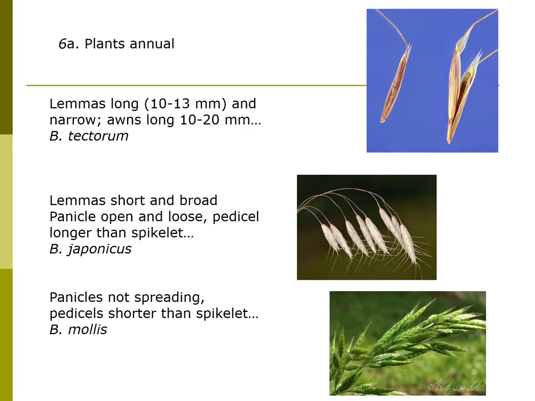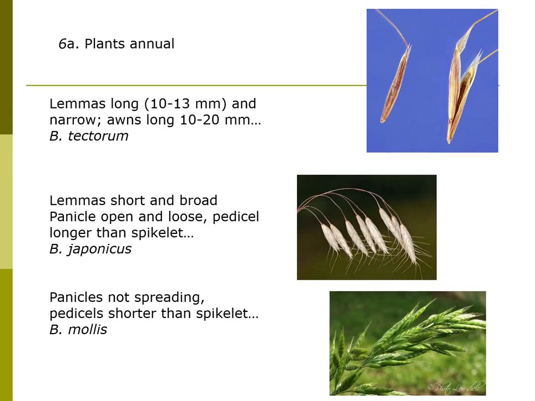So if the lemmas are long and narrow, and it has a long awn coming off the tip of it, then this is cheatgrass in the top right there. And notice in the top right, at the tip of the lemma, it's kind of got a little cleft in it. That's common among the bromes.